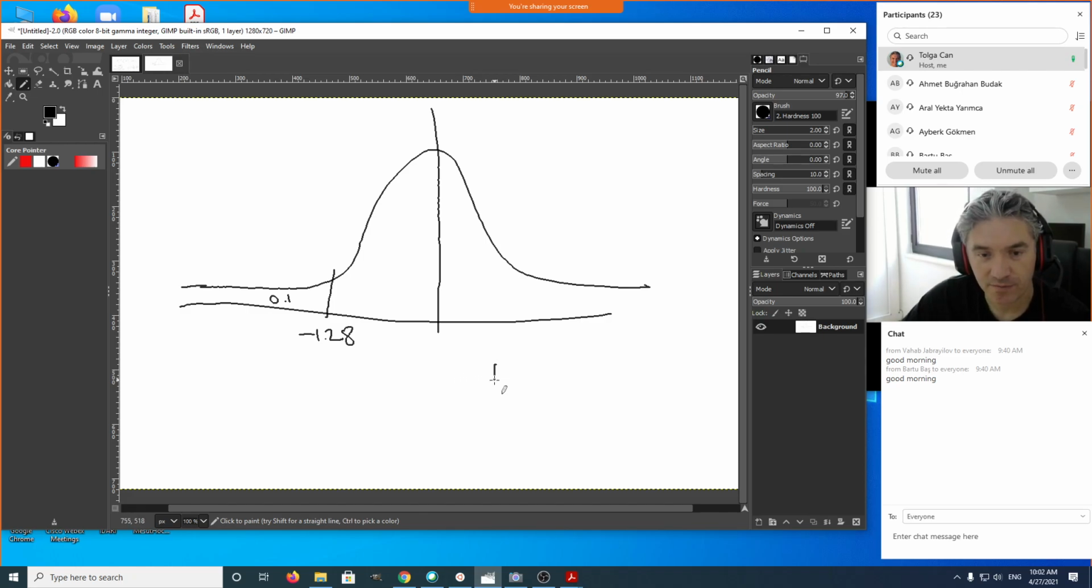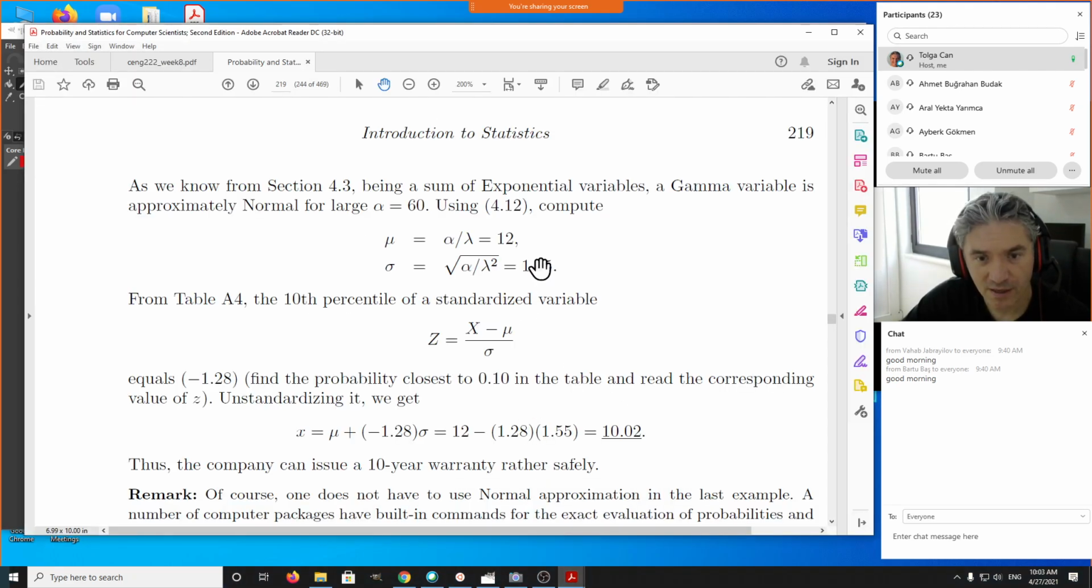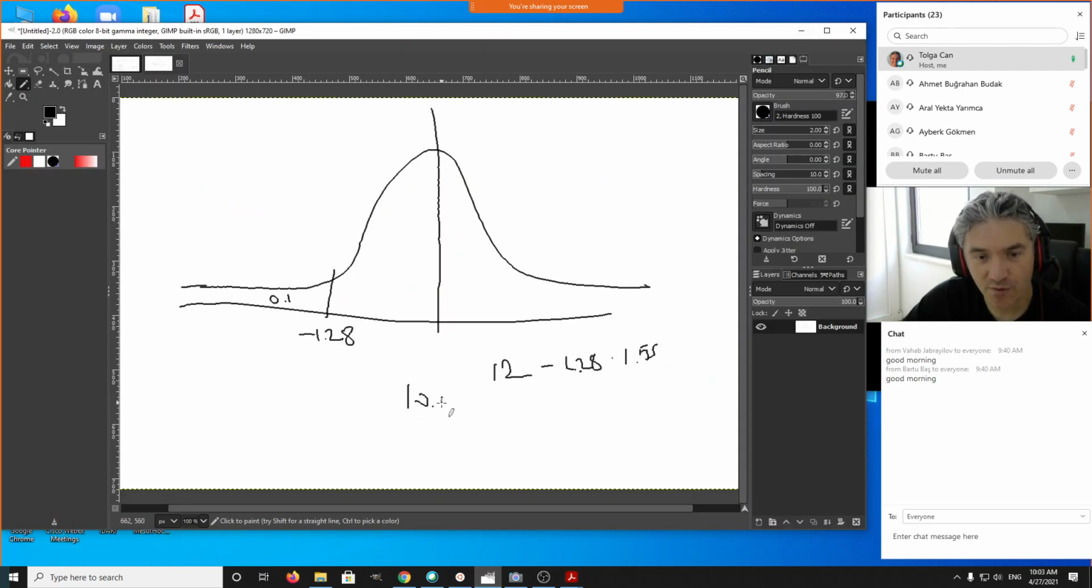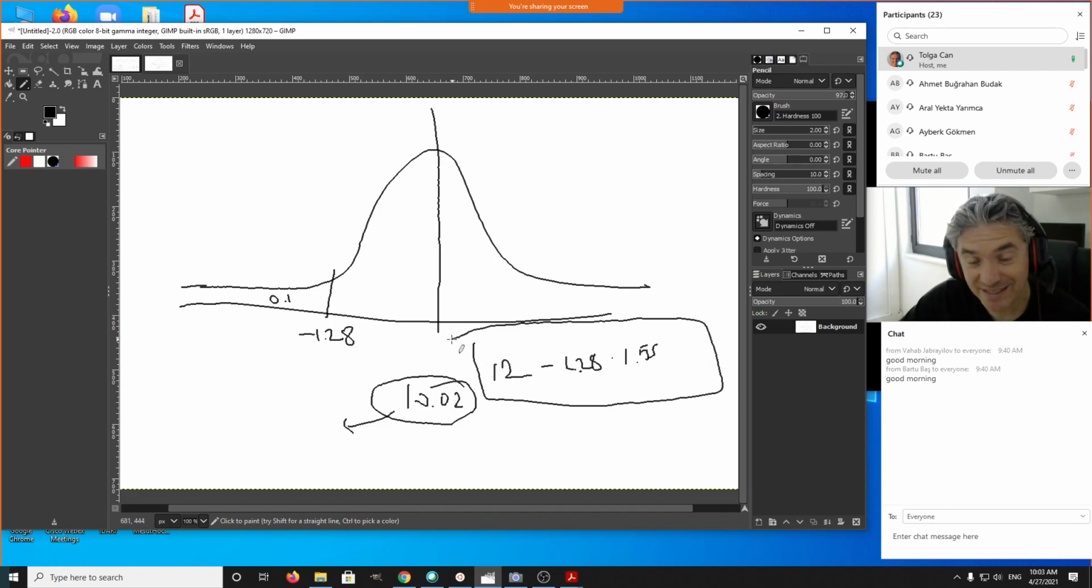So 12 was what we had, the mean. You want to go 1.28 standard deviations below the mean. So you just multiply it with your standard deviation, which was 1.55, which gives you 10.02. So you may give a warranty of 10 years, so only 10% of the computers fail below 10 years. So this is how we unstandardize a variable.